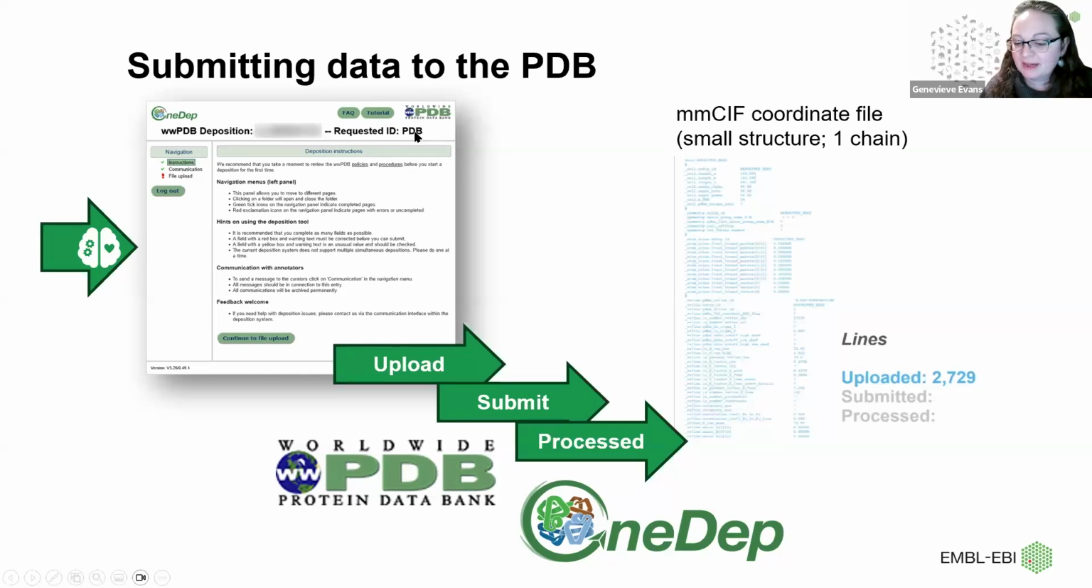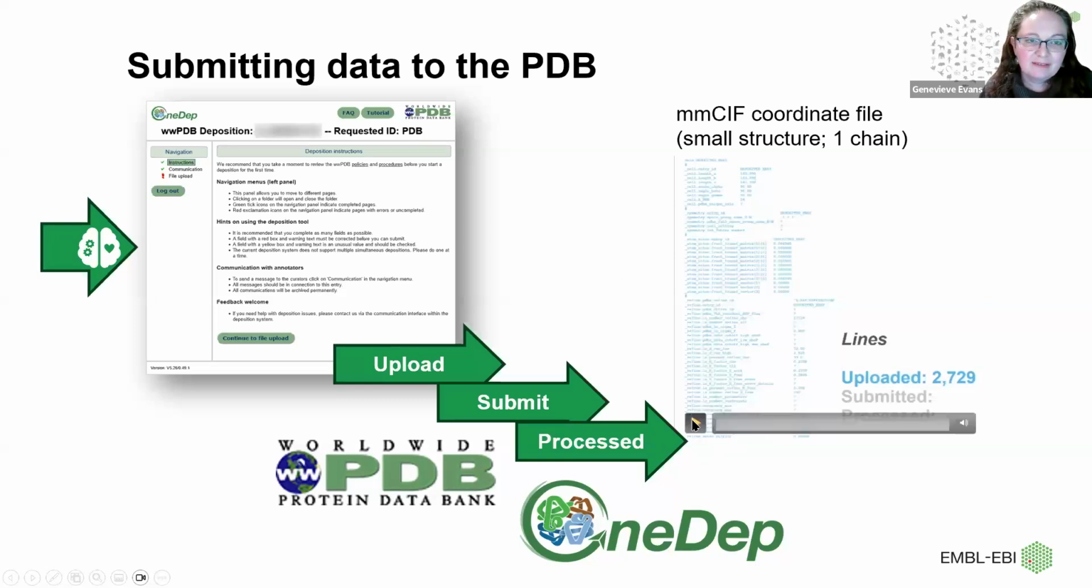But if you've indicated that your method is NMR, you'll have a BMRB ID, which might be listed up here as requested. If you've got a cryo-EM structure, there might be an EMDB ID requested up here. So this is potentially a nice place to look sometimes if you're trying to orient yourself.